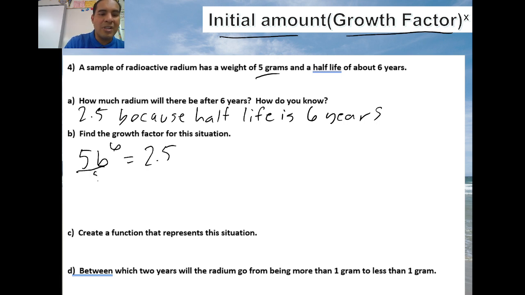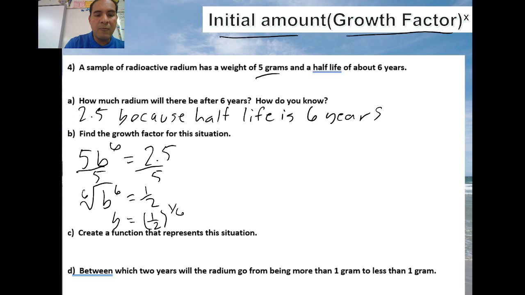Divide both sides by 5 to get that b by itself. We end up with b to the power of 6 is equal to 2.5 divided by 5, which is 1/2. We do the 6th root of both sides to eliminate that power of 6, and we end up with b is equal to 1/2 to the power of 1/6. Okay, I'm going to leave that as the growth factor.